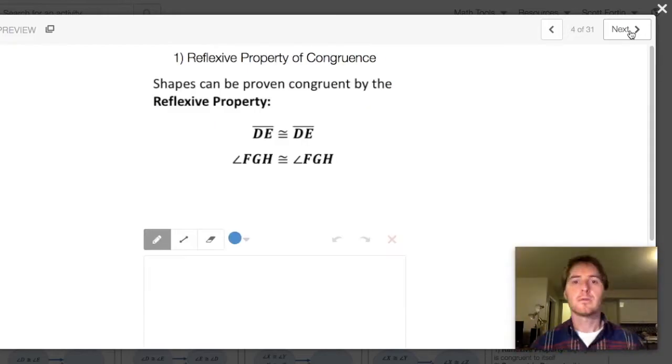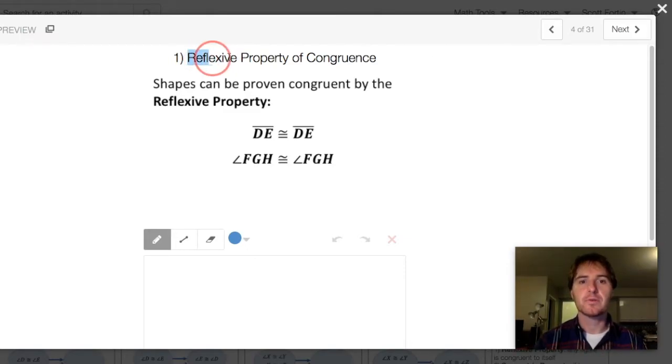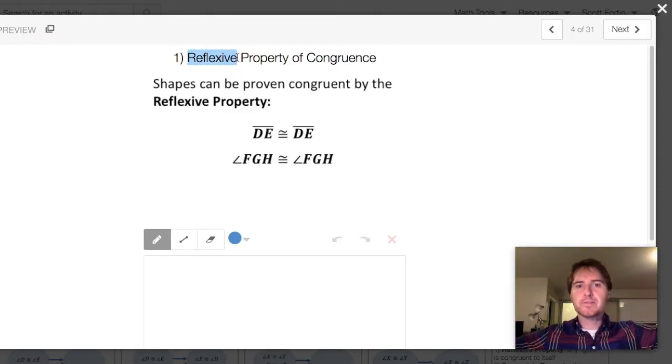Now that you can see me better, we've got our first property of congruence. This one's called the reflexive property of congruence. So we dealt with reflexive earlier on. Right? We dealt with reflexive on Monday.